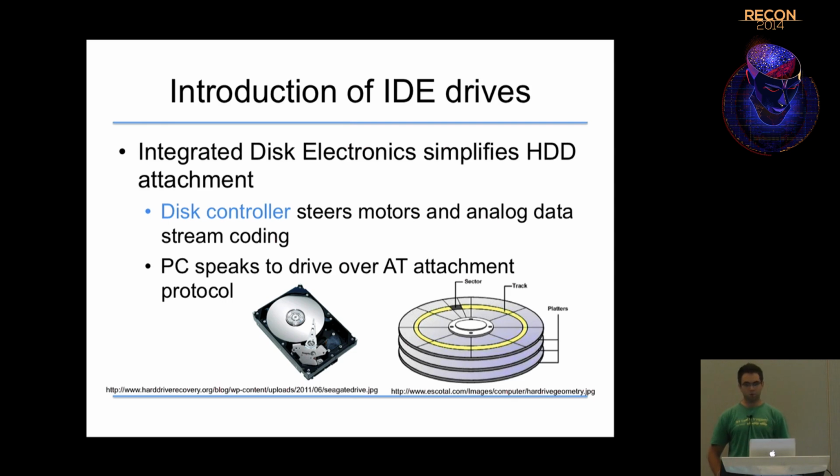So a hard drive is composed of the spinning motor that spins the disk. You have the servo motor that controls the head. And you have the analog data stream that is decoded. Because this is quite complicated, manufacturers quite early changed the disk design to not forward all these signals to the PC and process them there anymore, but they put a small microcontroller on the disk, which took over all these tasks. This is what we call integrated disk electronics.